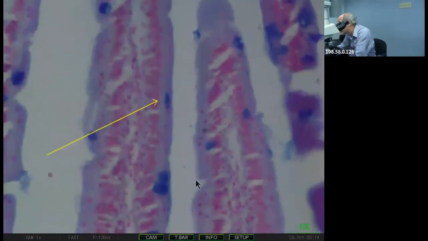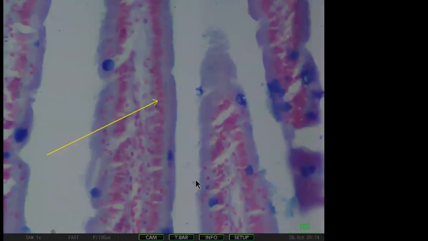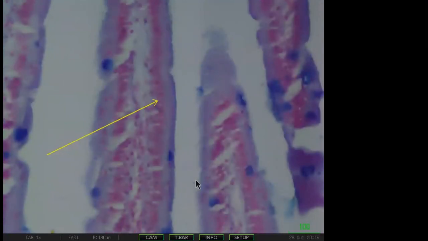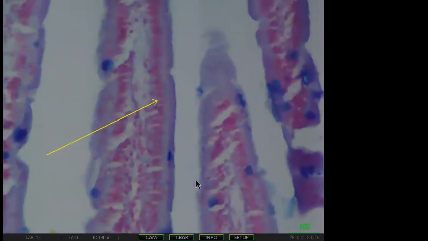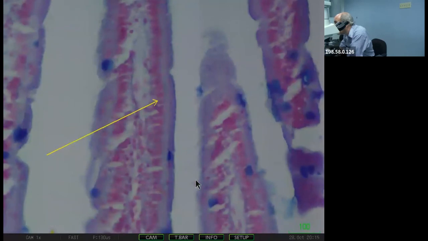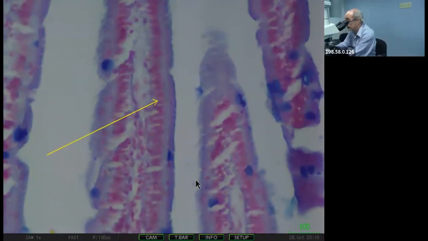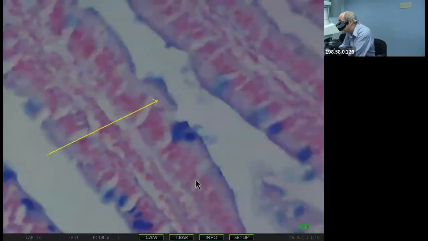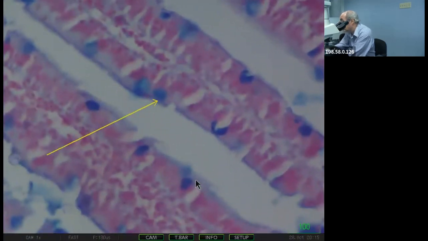Are you able to tell me what type of epithelium you can find here? Pseudo-stratified columnar? No. Simple columnar. Columnar is good. Simple columnar, and remember it's staining for the goblet cells.